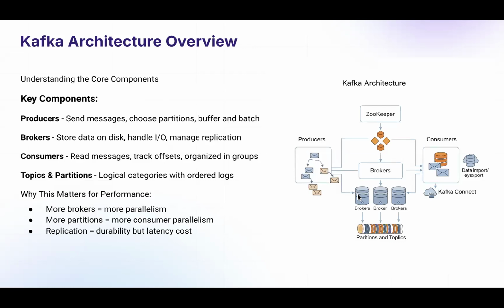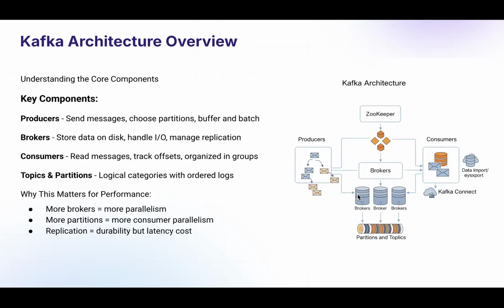So this is the Kafka architecture overview. Let me start with the fundamental question. What is Kafka architecturally? At its core, Kafka is a distributed system with three main components. We have the producer sending data in, the broker storing the data on disk, and the consumer reading it out. But here's what makes Kafka special.